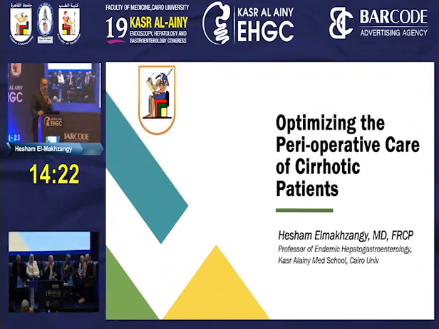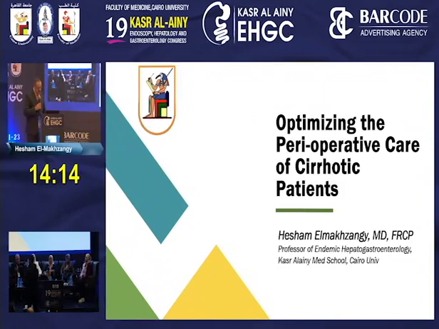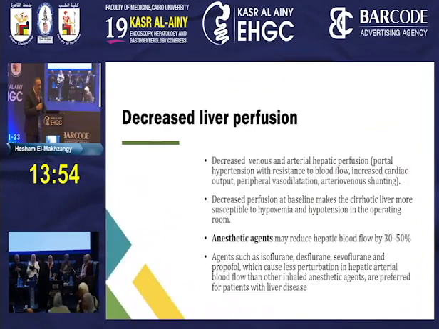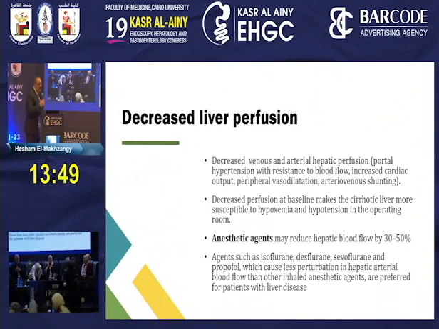I was asked to answer this query in under 15 minutes: optimizing the perioperative care of cirrhotic patients. Now, the operative risk in cirrhotic patients, the surgical risk, depends on three things: the severity of the liver disease, the nature of the surgical procedure, and the presence of other comorbid conditions. This triangle will determine the answer to the question. First, the cirrhotic liver has a problem of decreased liver perfusion.